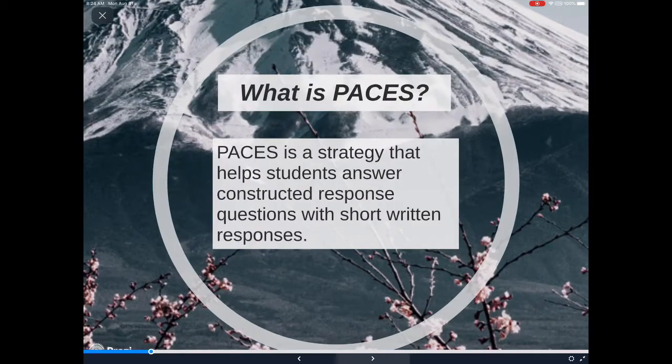Okay. So what is PACES? Like I said already, it's a strategy that helps students answer constructed response questions with short written responses. As you guys know, written responses are supposed to be formulaic so that you get the maximum amount of points when you do your writing on your test this year.